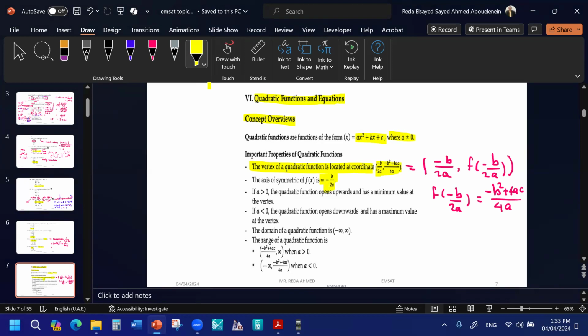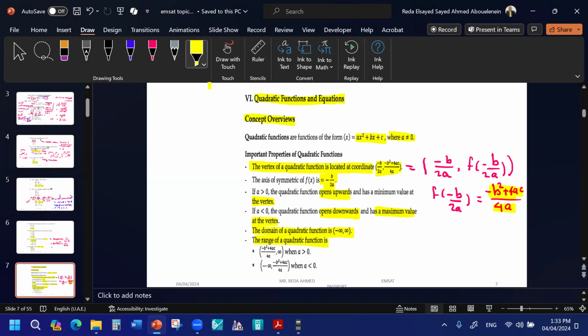If a is greater than 0, the quadratic function opens upward and has a minimum value at the vertex. If a is less than 0, the quadratic function opens downward and has a maximum value at the vertex. The domain for all polynomials and quadratic functions will be negative infinity to infinity. The range will be this value.